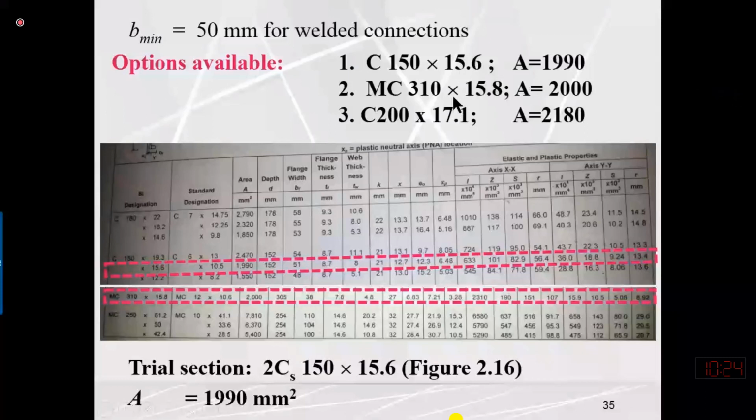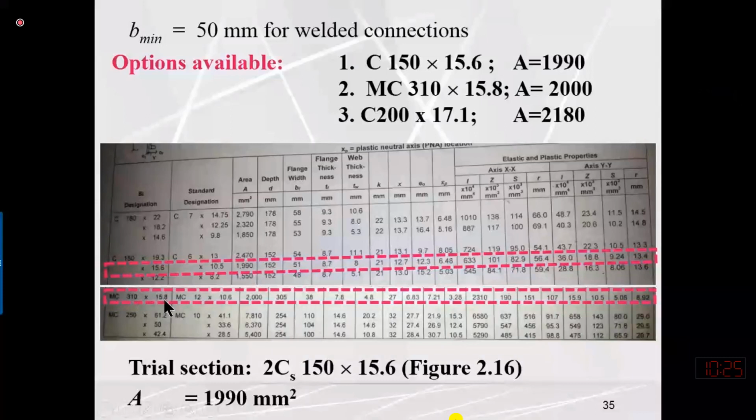First of all, I will always select the option which is the lightest one. The lightest section is 15.6. Here are some images of the pages where I picked this section from. So C 150 x 15.6, area is 1990, which is more than 1867. Our second option is MC, miscellaneous C section, 310 x 15.8. The third option is this.